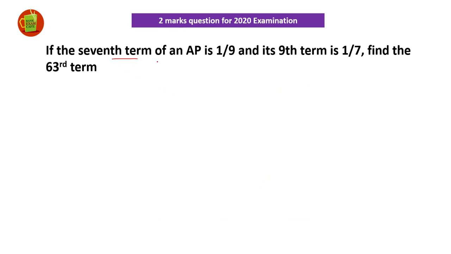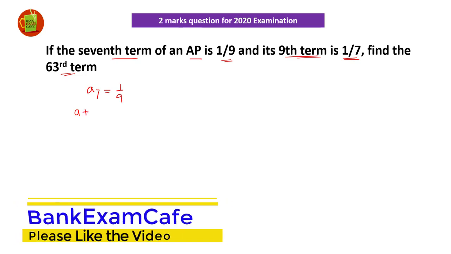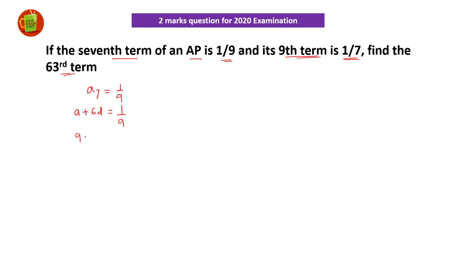If the 7th term of an AP is 1 by 9 and its 9th term is 1 by 7, find the 63rd term. Friends, here the 7th term is given as 1 by 9. So 7th term, which is denoted by A7, is equal to 1 by 9, and A7 is written as A plus 6D is equal to 1 by 9. So multiply by 9 throughout the equation, and it will be 9A plus 9 6s are 54D, which is equal to 1, and let this be equation number 1.